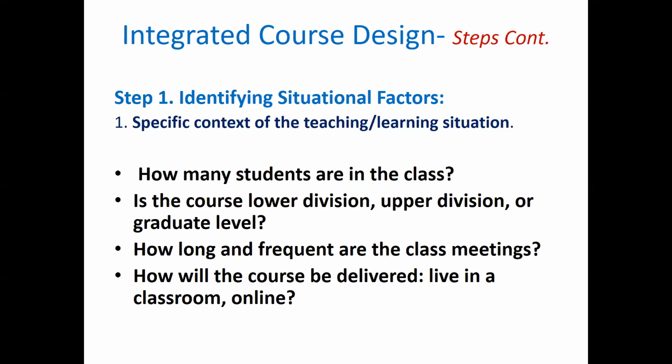If you are teaching in a big or large auditorium, it will probably be different than teaching in a small classroom setting. If you are doing traditional teaching, it's different than the flipped classroom. So how many students is very important. Is the course a lower division? Is it an upper division or graduate level? Is it, for example, for the orientation students? Is it for the freshmen, for the sophomore, and so on and so forth? So this also makes a difference.